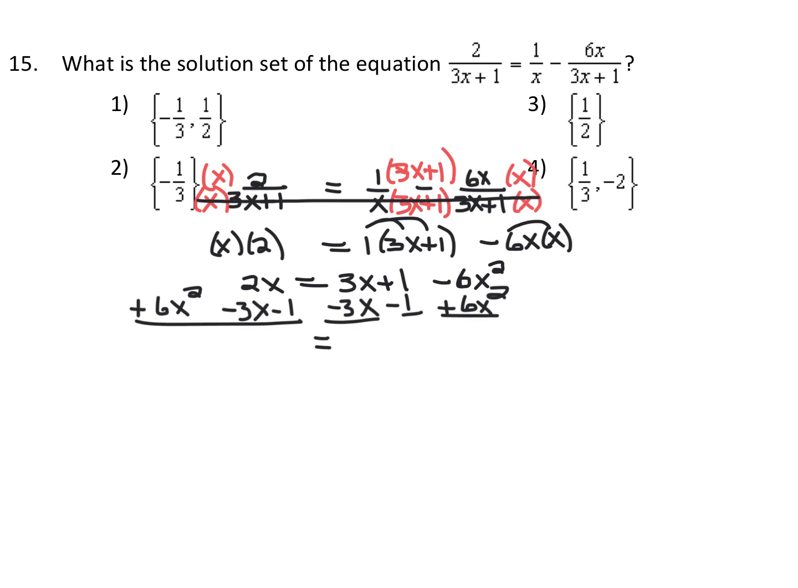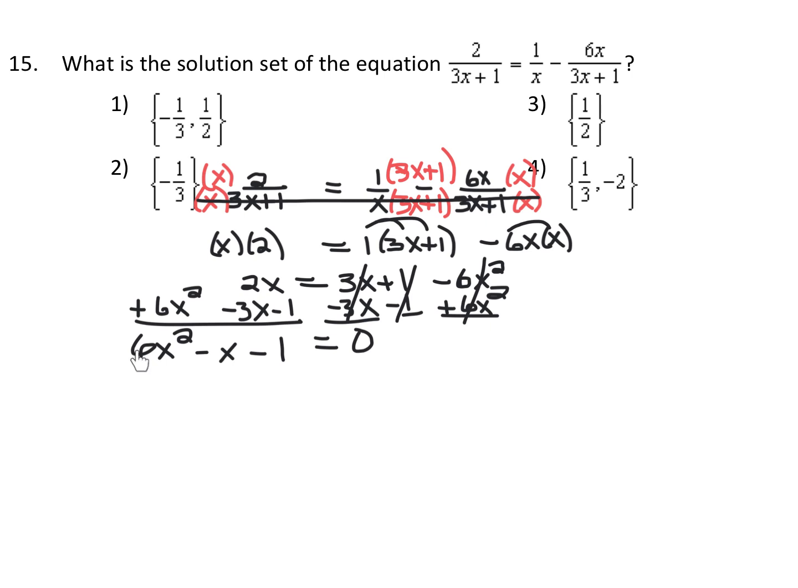Okay, so basically on the right, these cancel, and these cancel. That's what we wanted to happen. On the left, I'm going to bring down the 6x squared. And then 2x minus 3x is negative x. And then this minus 1 doesn't combine with anything, so I'm just going to bring it down. Right, so now all we have to do is just factor, make a t-chart, and solve.